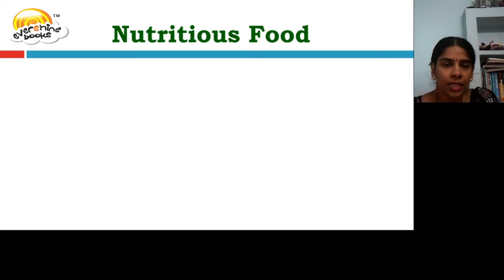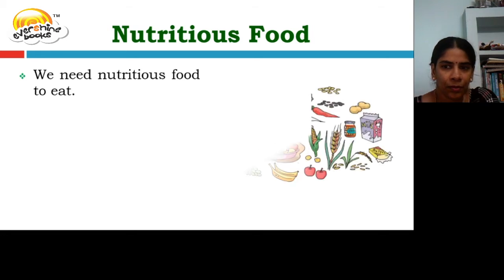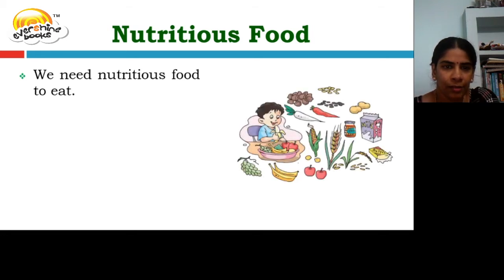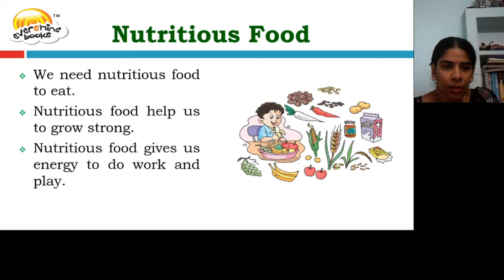Nutritious food, that is healthy food. We need nutritious food to eat and be strong and healthy. Nutritious food helps us to grow strong. Nutritious food will give us energy to do work and play. Is it not? If you eat nutritious food, you can grow strong and you can work and play.